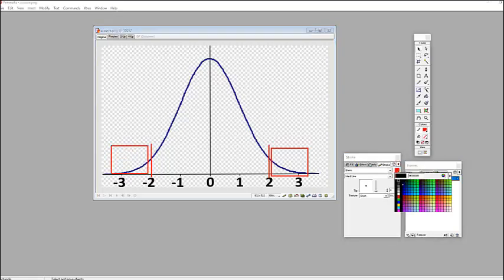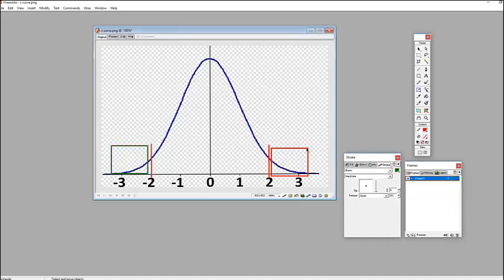Let me make these different colors. Let's make these green. Again, if your test statistic comes out greater than +2 or less than -2, that means the null is probably not true, and you get to be critical. You get to criticize. So, general rule of thumb: when you run your t-test, if it's greater than 2 or less than -2, you get to reject the null.